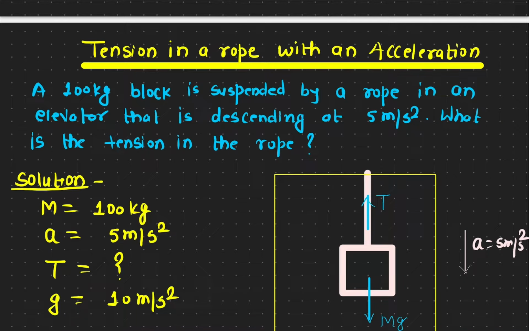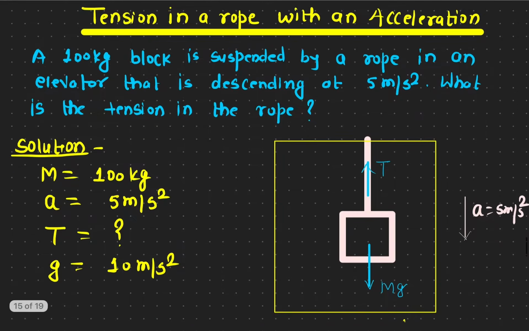In this video, we're going to calculate tension in a rope that is moving with an acceleration. So we have a 100 kilogram block here that is suspended by a rope, and this one is in an elevator, and the elevator is descending. It's going down with an acceleration of 5 meters per second square.